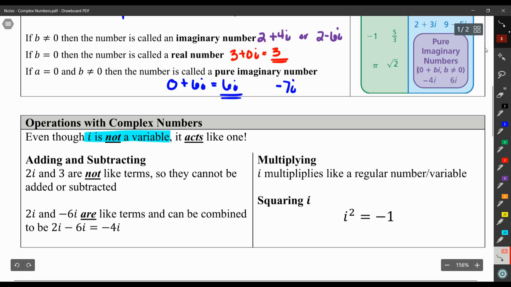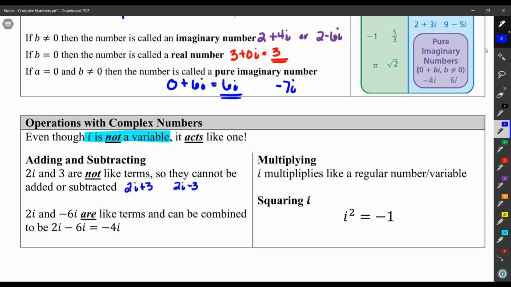All you can do is write this as 2i plus 3, or 2i minus 3, depending on if you're adding or subtracting. You cannot actually add those together. However, on the other hand, 2i and negative 6i are like terms because they both have the i, the imaginary portion. So I can actually combine 2i minus 6i into negative 4i.